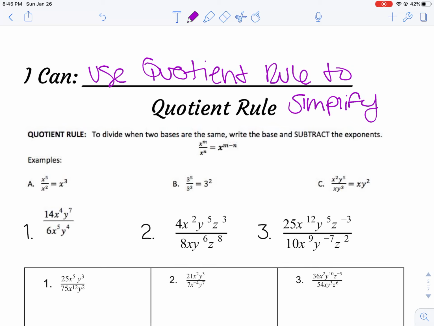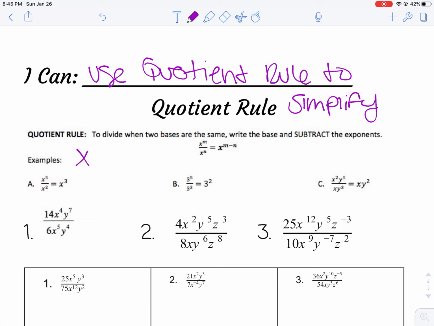All right, so today we are looking at the quotient rule. Anytime you have the quotient rule, you have division going on and you have the same bases. So if you had x to the m over x to the n, anytime you have that, you're subtracting those exponents, okay? So x to the fifth over x squared, you would say 5 minus 2.